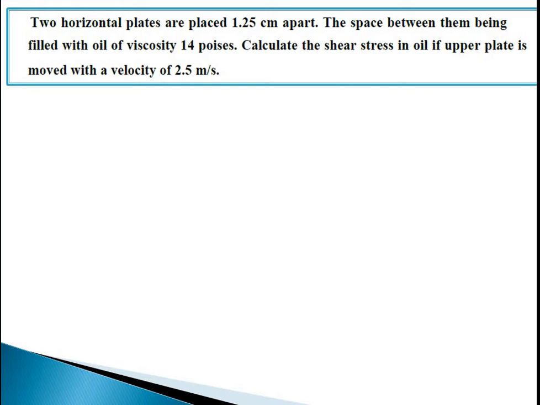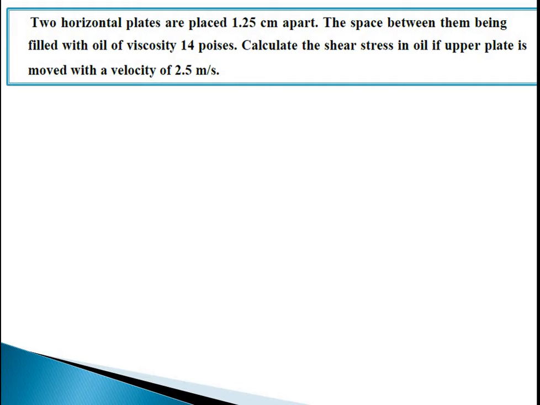Now consider another problem. Two horizontal plates are placed 1.25 centimeter apart. That is, two plates are placed at the distance of 1.25 centimeter from each other. The space between them is filled with oil of viscosity 14 poise. Now here viscosity is given in poise. Calculate shear stress in oil if upper plate is moved with velocity of 2.5 meter per second.